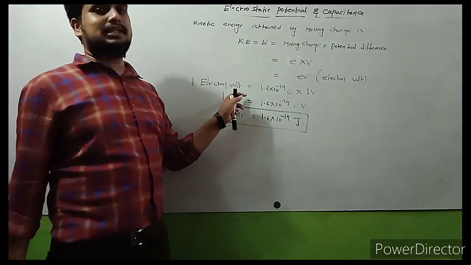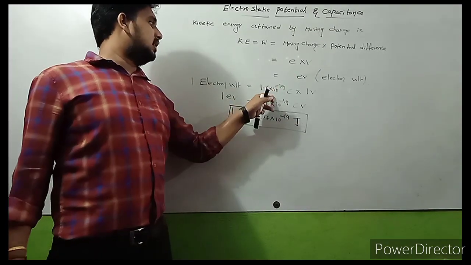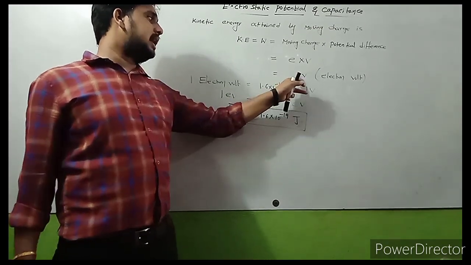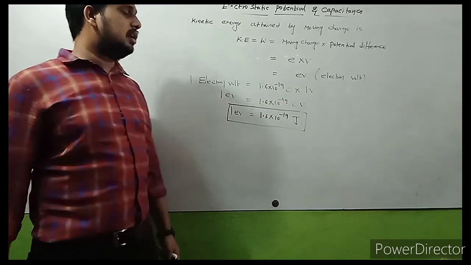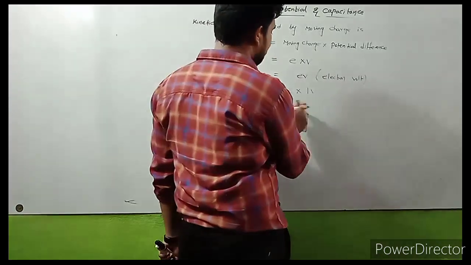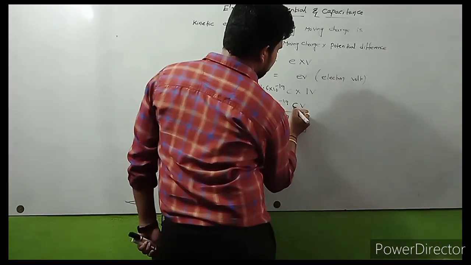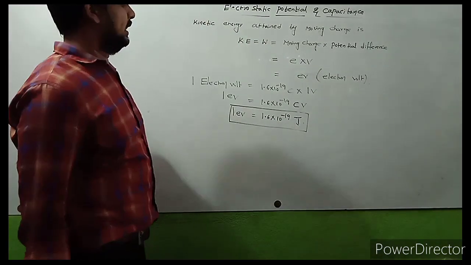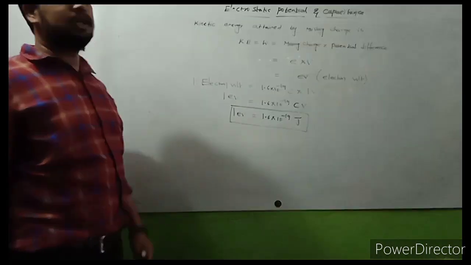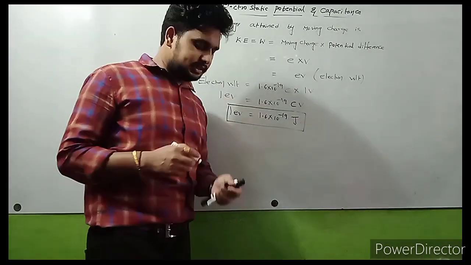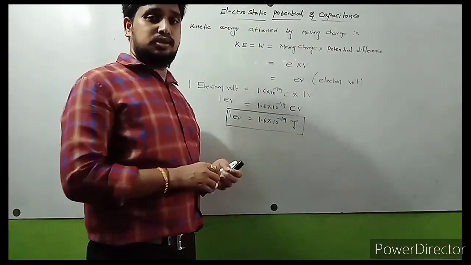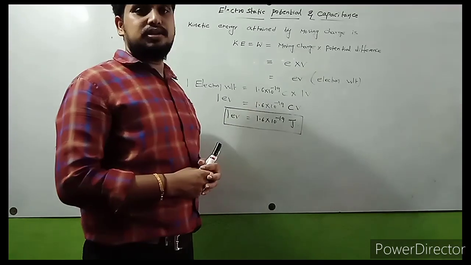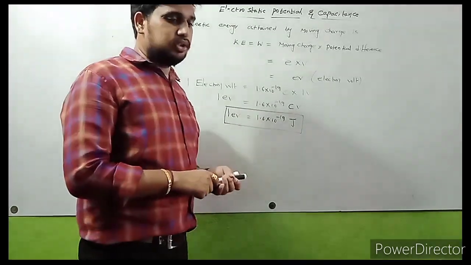1 electron volt is equal to 1... That means 1 electron volt is equal to the charge of an electron into 1 volt. The charge of an electron is 1.6 into 10 power minus 19 coulombs into volt. Then 1 coulomb into 1 volt is nothing but 1.6 into 10 power minus 19 joule. So 1 electron volt is equal to how many joules? 1.6 into 10 power minus 19 joules. So I hope all of you understood this. Next we are going to discuss.